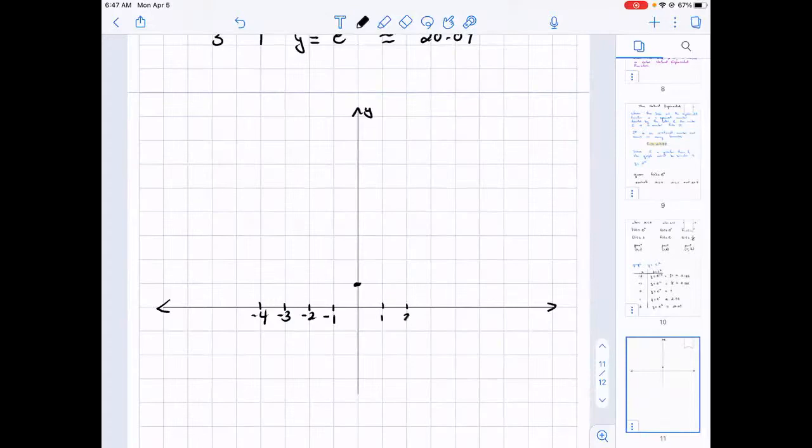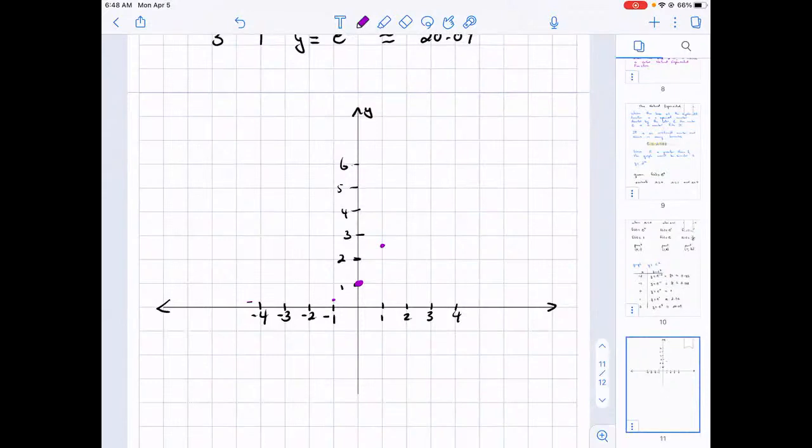We have to be a little bit more careful because we're plotting decimals now. So the first point I'm going to plot is the y-intercept, 0, 1. And then we know when x is -1, y is approximately 0.3, so we'll really guess that out. And when x is 1, it's approximately 2.72. So that's just above a half.